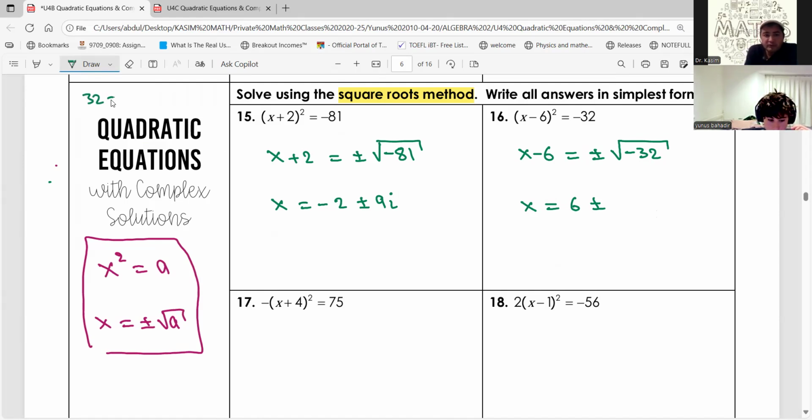Kaç ediyor? 32 equals 16 times 2, right? Evet. So square root of 16 is 4. So 4 square root of 2, i. Evet. Okay. And how about 17?